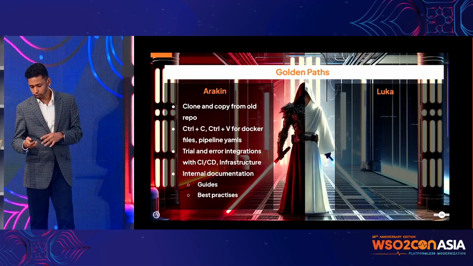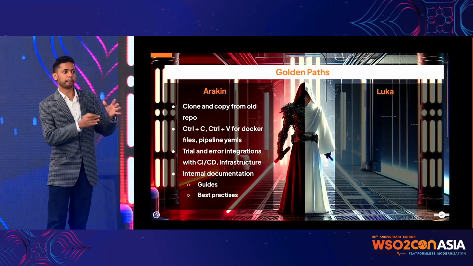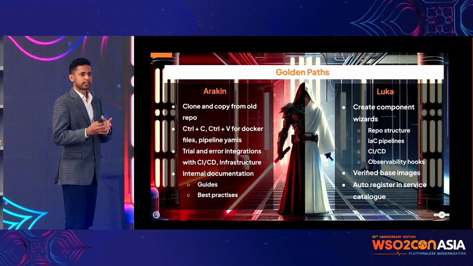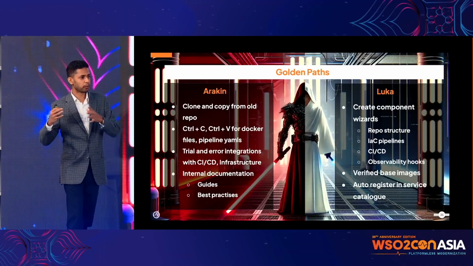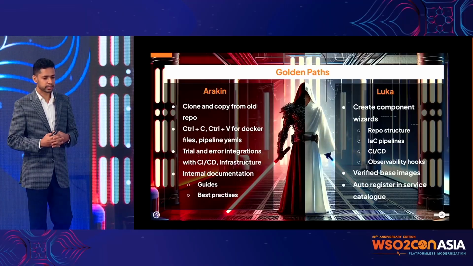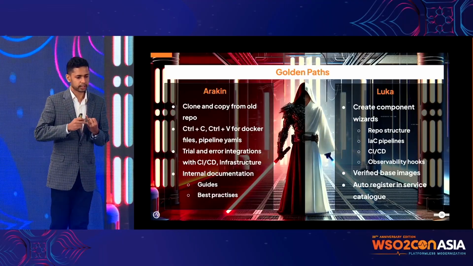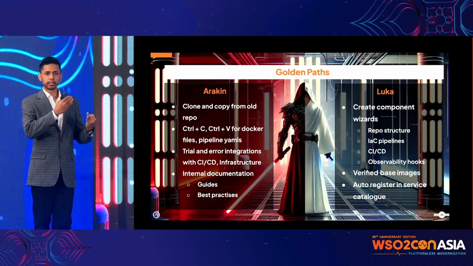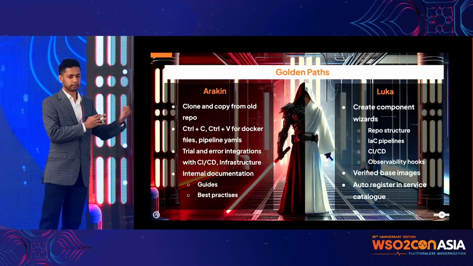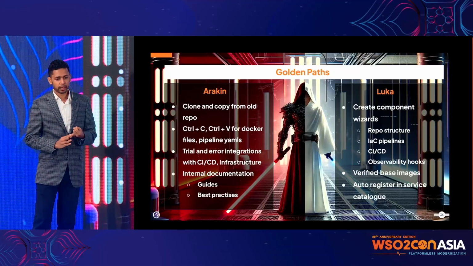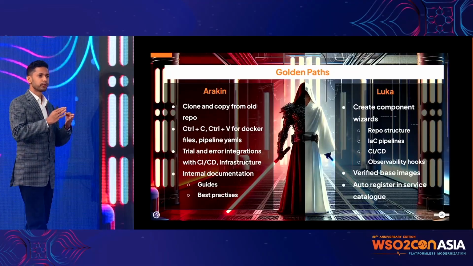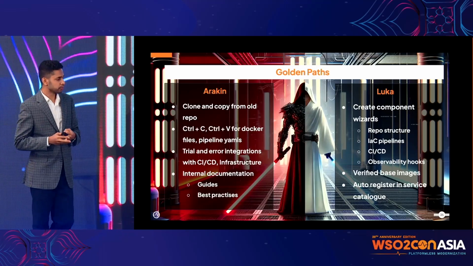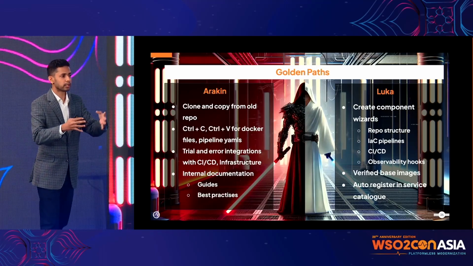And internal developer platforms, on the other hand, do things in a different way. They would give you create-component wizards, either through UI or in some cases through CLI as well. This would govern the repo structures. This would govern the IaC pipelines that you need to create your pods, your Kubernetes services, and whatnot that you need to deploy your service. This would govern the CI/CD configurations, how you are going to configure your GitHub Actions or your Argo. And this would also govern how your observability hooks are configured as well.